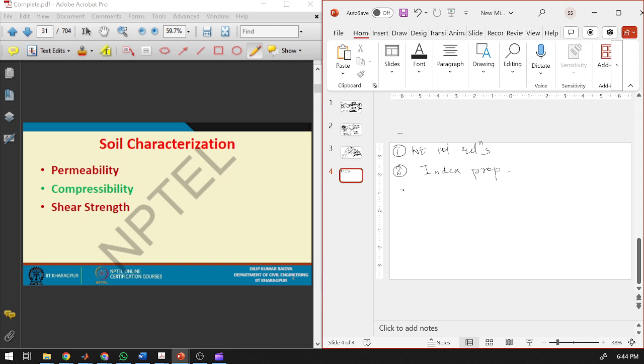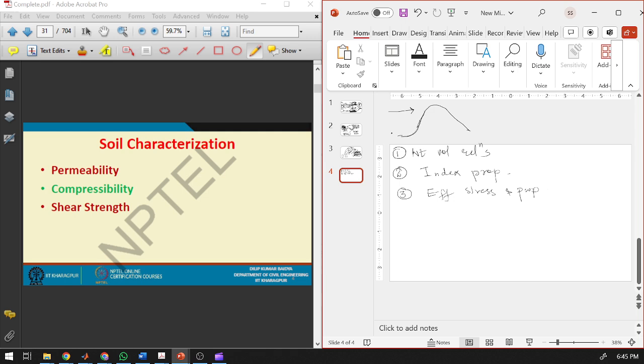Then we studied effective stress and pore pressure. So we are building our profile from zero. Let us say we don't know anything. Let us say we don't know anything about soils. So we start talking about, firstly, if I give you a soil, what is it that you can tell me about it?